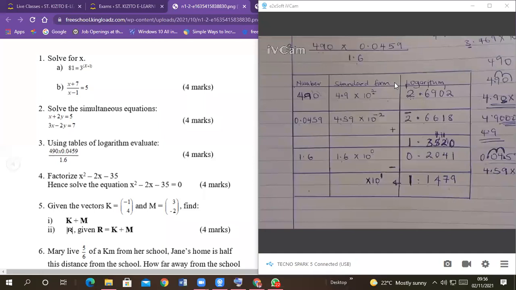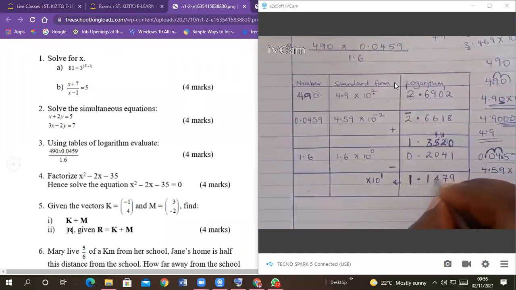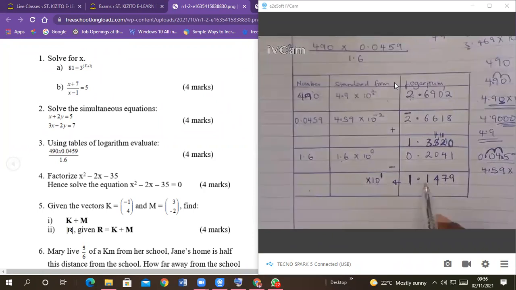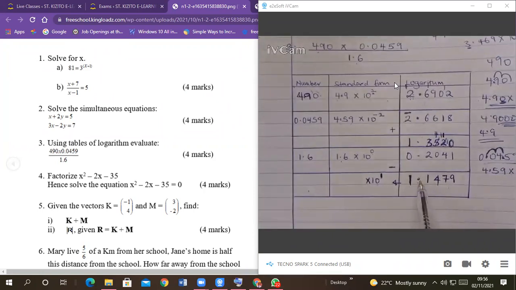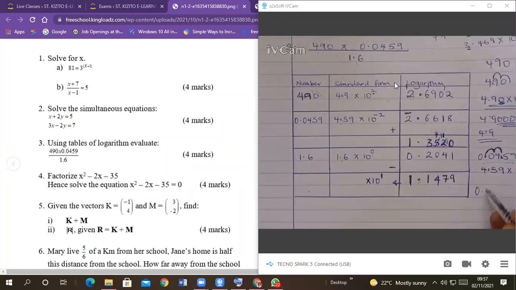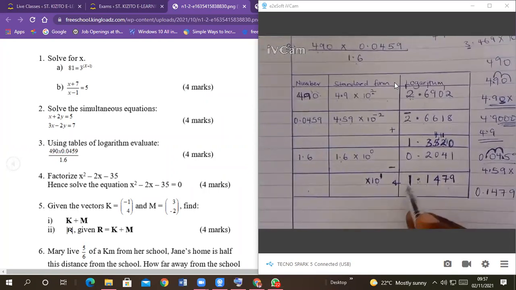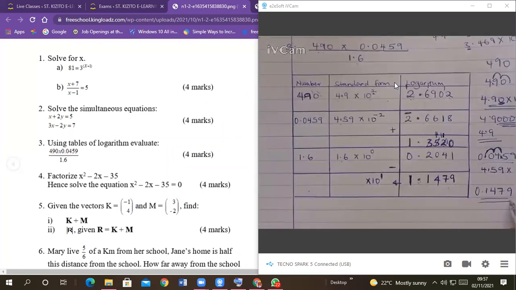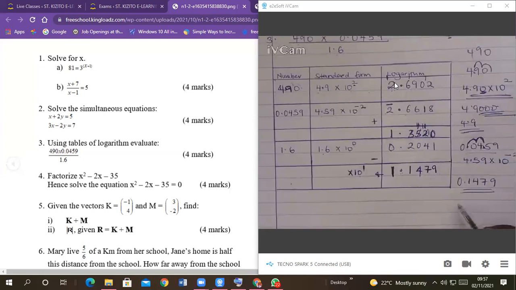Okay. Now, the other thing is that we have to look at 1479. So we are going to treat this one as point, not 1 point, but 0.1479. We are going to remove the 1, because the one we have already removed, it is already here. So we are going to remain with 0.1479. And we are going to find the antilog. So we are going to look for the antilog of that.